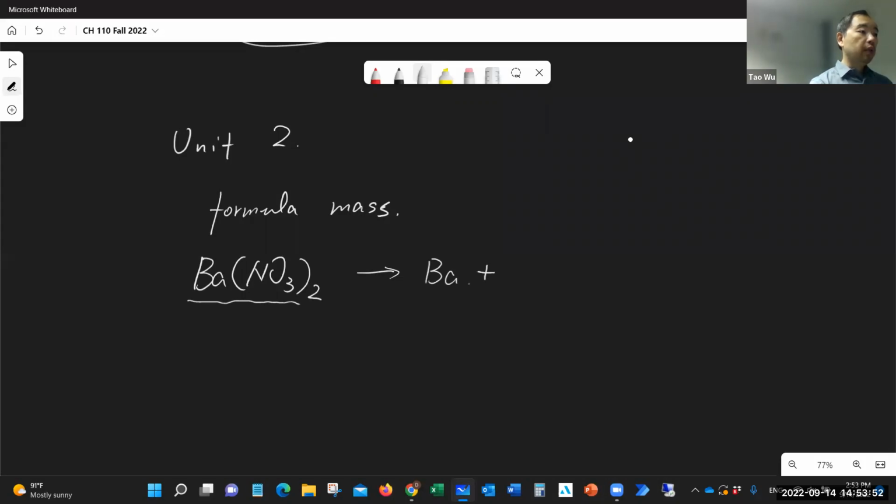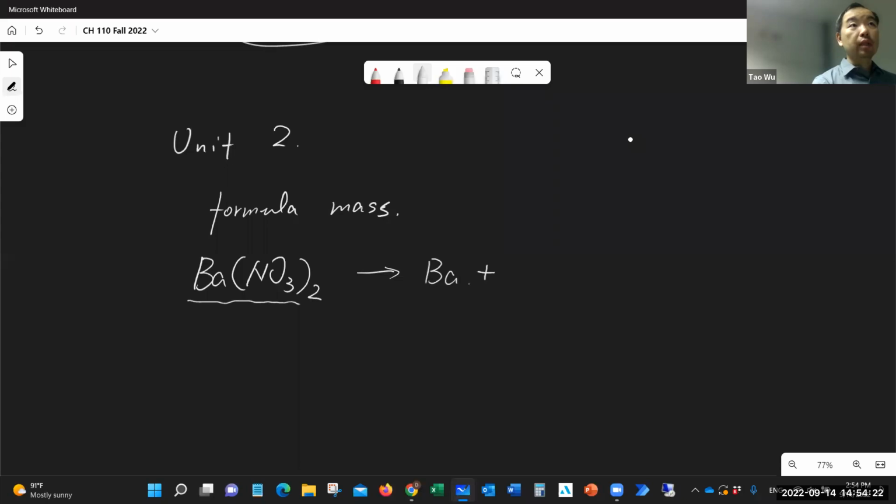I strongly recommend you assume the nitrate as a whole thing. So now we have two of the nitrate. Just think we have two of the nitrate. Once you're finding the mass of the nitrate, you don't have to think about how many nitrogen there, how many oxygen there. You combine the mass of the nitrate all together, and then you multiply by 2.